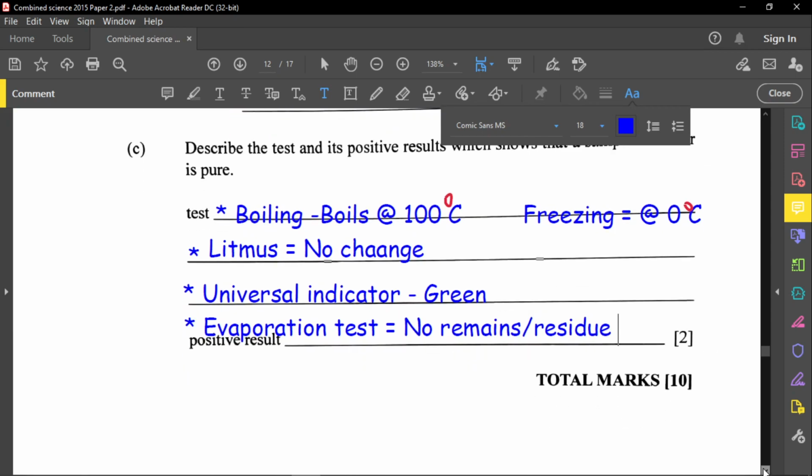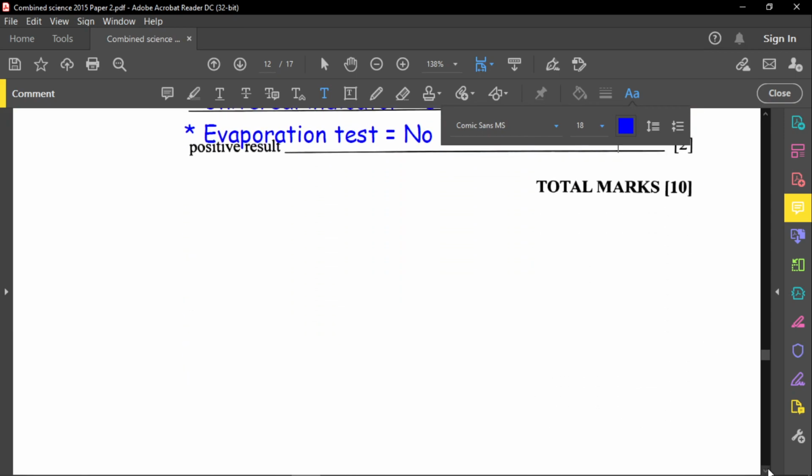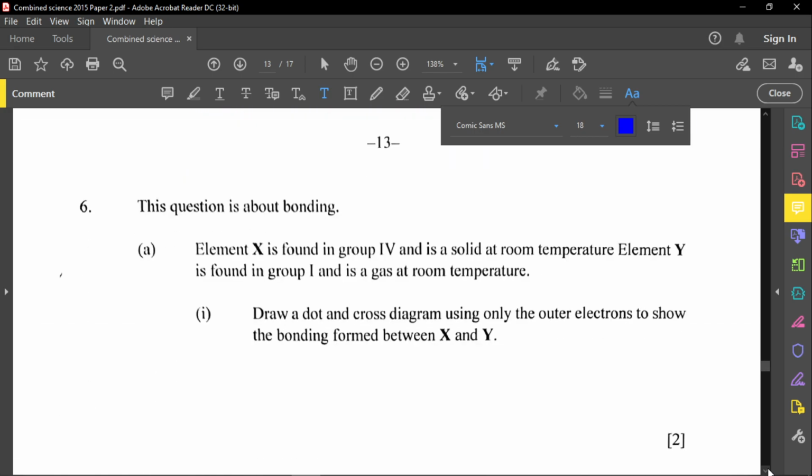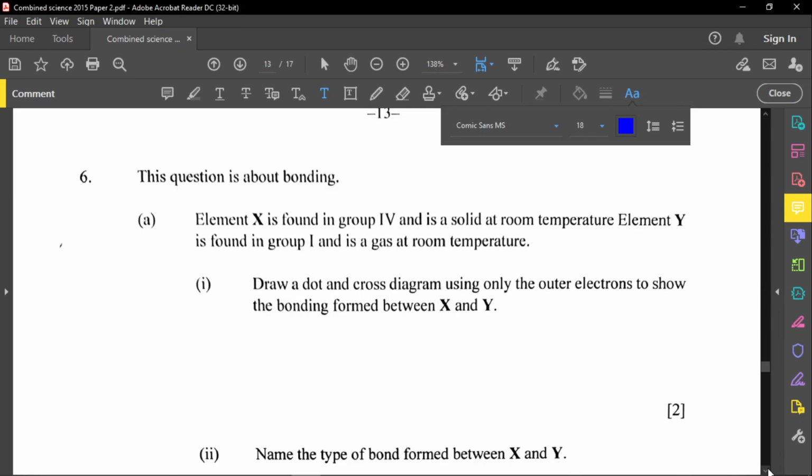All right, great. Now jumping on to the next question, the final one, question number 6. We're almost there. This question is about bonding. Element X is found in group 4 and is a solid at room temperature. Element Y is found in group 1 and is a gas at room temperature. Draw a dot and cross diagram using only the outer electrons to show the bonding formed between X and Y.